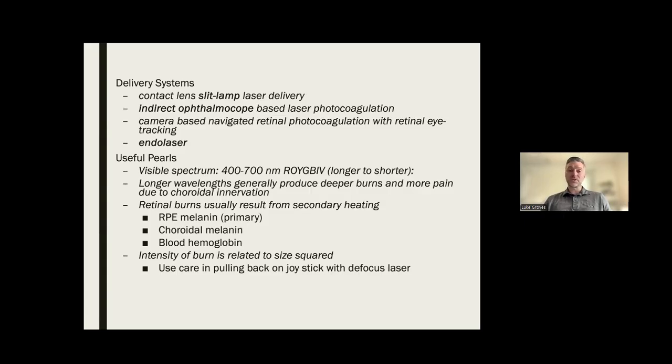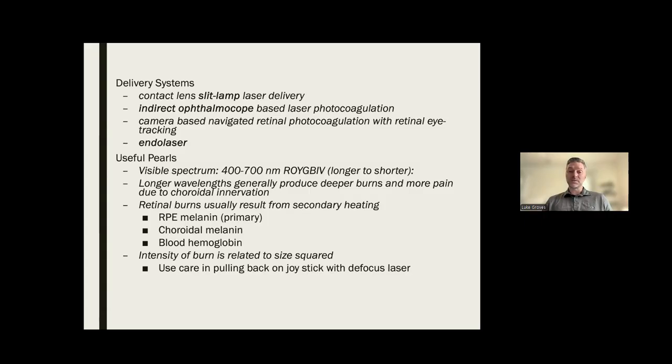So that's from that 400 to 700 nanometer wavelength. And I think it's easy to remember the ROYGBIV mnemonic. You're going to start with the longer one, red, which is 700, and go down to violet, which is 400. Longer wavelengths generally produce a deeper burn and are more painful. So your red ones are going to cause more discomfort for the patient, but they're going to have a deeper burn and be a little more effective.